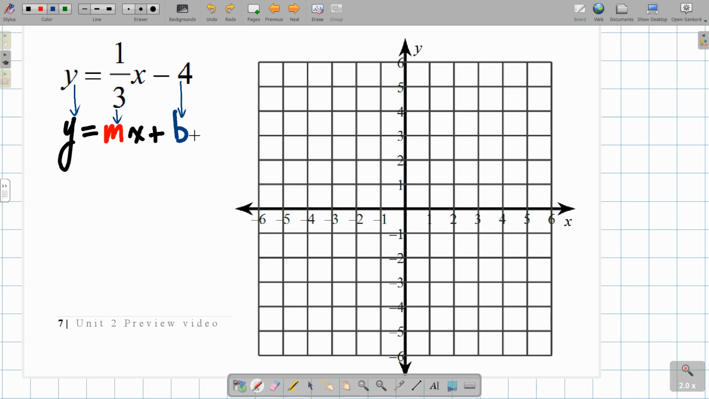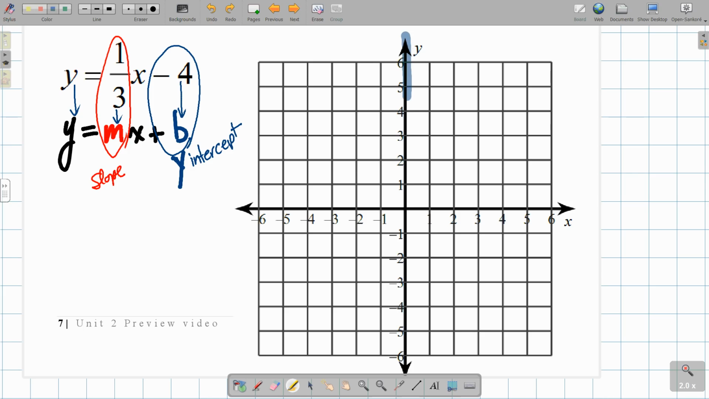When you go to graph this, we start with what is called the b, and that is the y-intercept. And then we'll do slope separately, which is the m. Okay, so our y-intercept, we're going to start at negative 4. And folks, it is the y-intercept, so you start on the y-axis. Say it with me. Y-intercept starts on the y-axis. So I start with my point, negative 4, right there. That's my y-intercept. Let's label it. That is 0, negative 4.